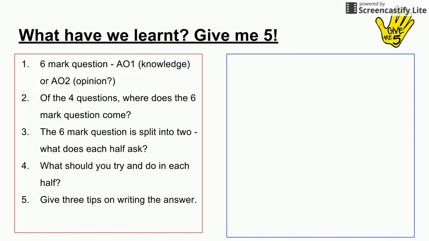So what have we learned? Give me 5. I'd like you to answer these questions in your head, or of course you could write it down if you wish, and then we'll go through the answers. So a 6-mark question, is it AO1 or AO2? Knowledge or opinion? Of the 4 questions, where does a 6-mark question come? The 6-mark question is split in 2. What does each half ask? What should you try and do in each half? And can you give 3 tips on writing the answer?